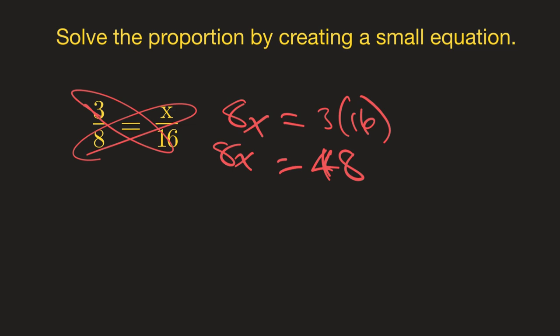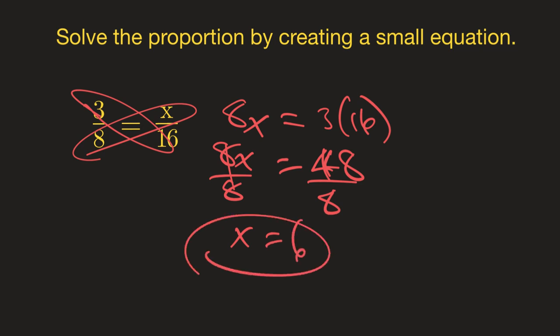So we generate a very basic one-step equation here. What's the one-step solve here? Divide by 8, because that's 8 times x. Let's divide both sides by 8. 48 divided by 8. 6. Okay, 6 is that missing number that is going to make both of these ratios proportional.